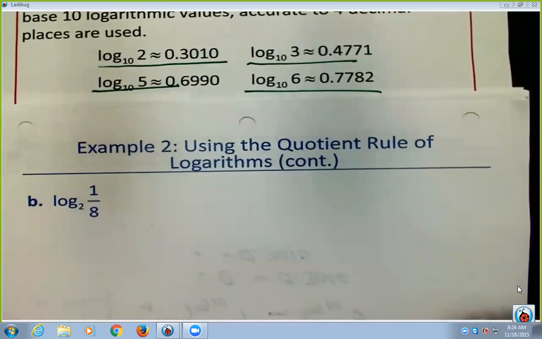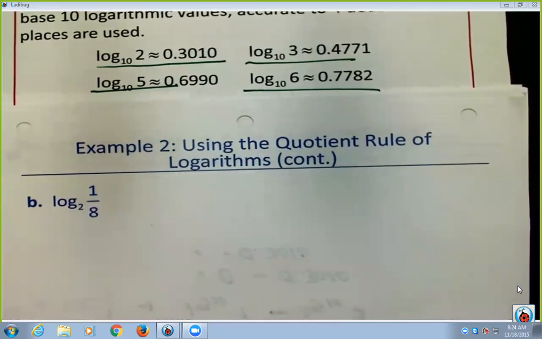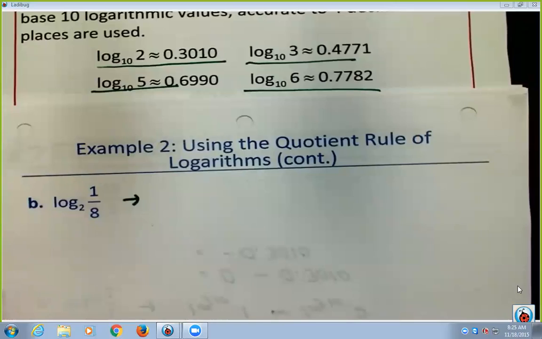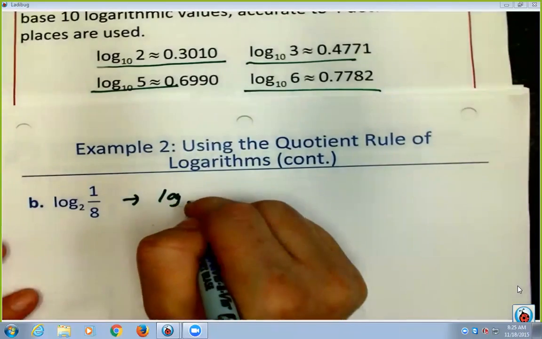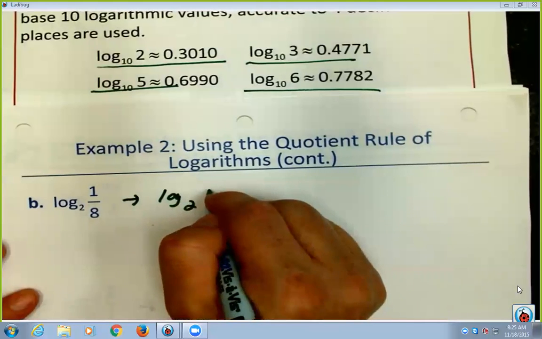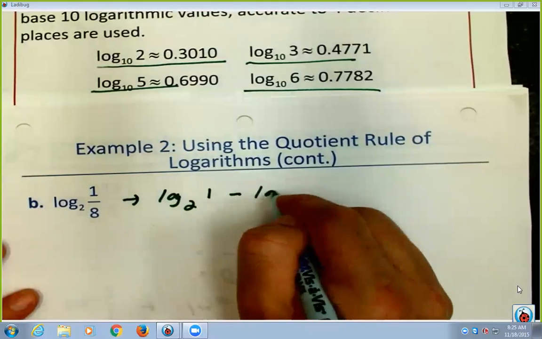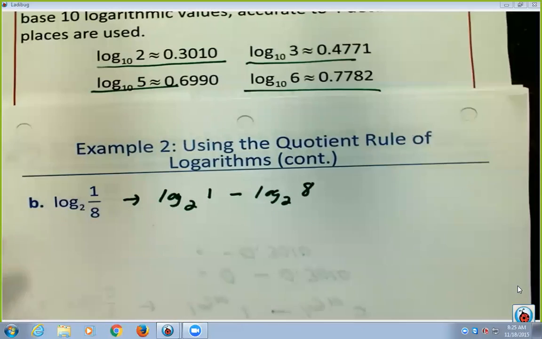So let's take a look at this next one. What happens to it? If I expand this out, I end up with log 2 to the 1st minus log 2 to the 8th.